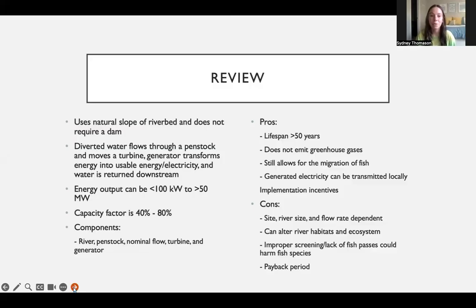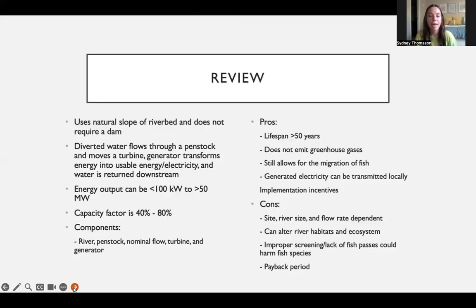The essential components that you need for a run-of-river plant are obviously the river, of course, that is suitable for the plant size. You also need the penstock, the nominal flow, the turbine, and the generator to have an effective and well-running plant. The pros, just to give a quick debrief, I know we just went over them.